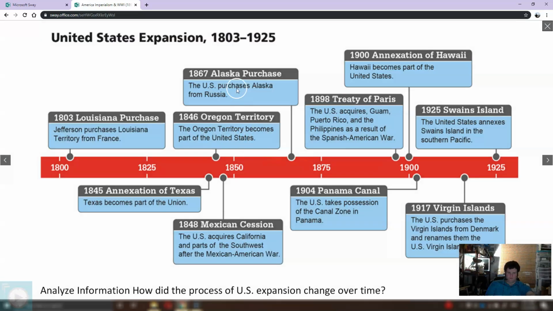Now we've got a very basic timeline of U.S. expansion. This is in U.S. History 1. We acquire this, and most of this is U.S. History 1. But we start picking up territories.